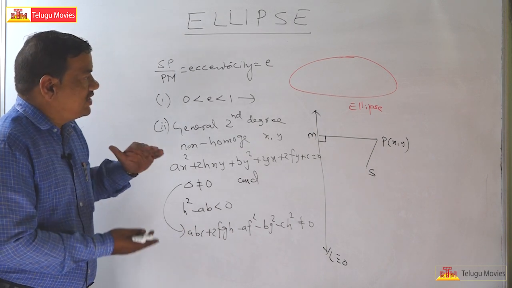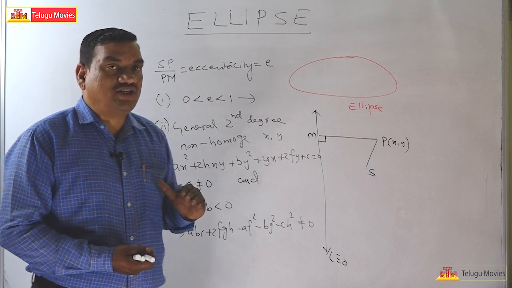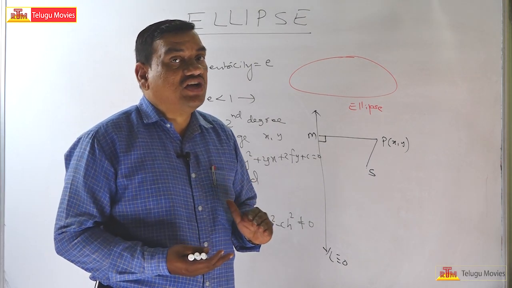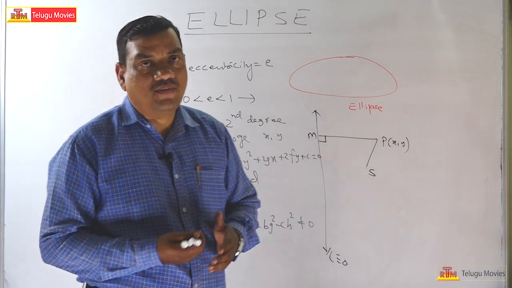I hope you understand up to this. Now we are going to see the general equation of an ellipse.